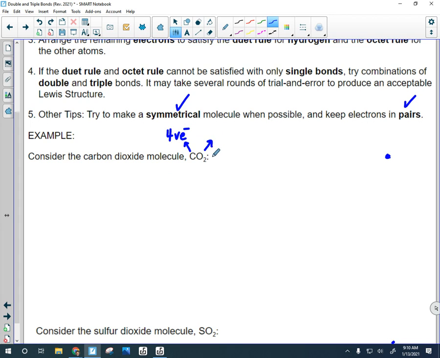Oxygen is in column 6A. It has 6, but there are 2 of them. So they are going to contribute a total of 12. I said that with a twang, 12 valence electrons. Okay. Altogether, in the structure, I need to have 16 valence electrons. 16 electrons are available to try to satisfy the octet rule.